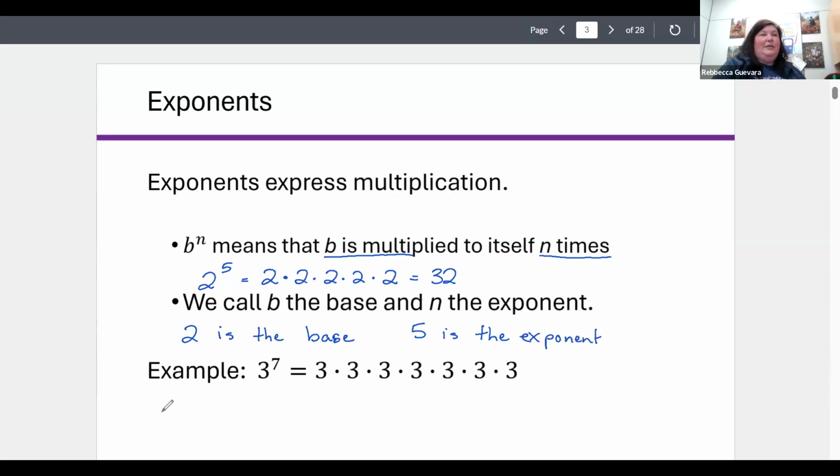And as you see here, I do have another example. If I had 3 to the 7th, that means 3 is multiplied by itself 1, 2, 3, 4, 5, 6, 7 times. The base is once again going to be that 3, and your exponent is going to be that 7.